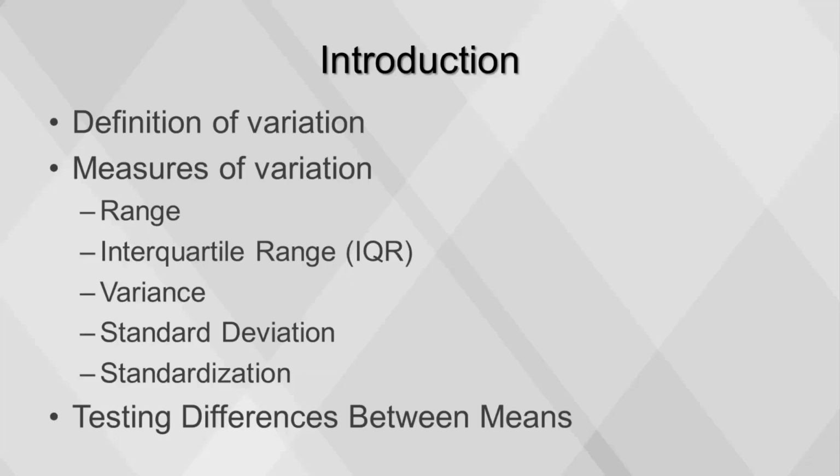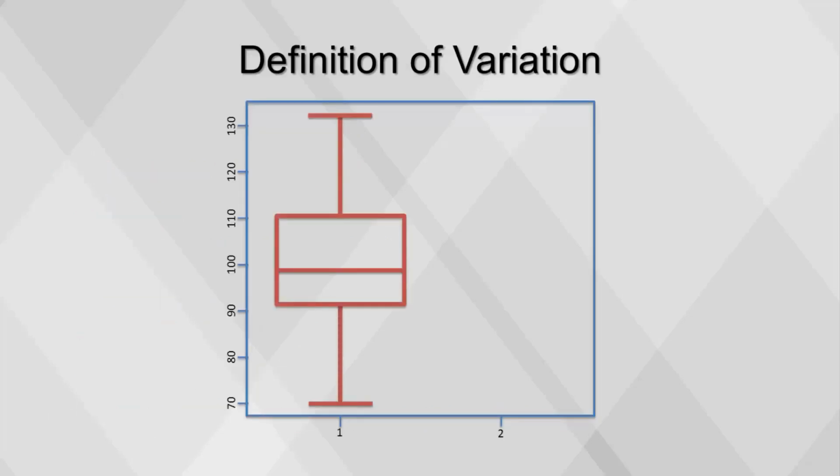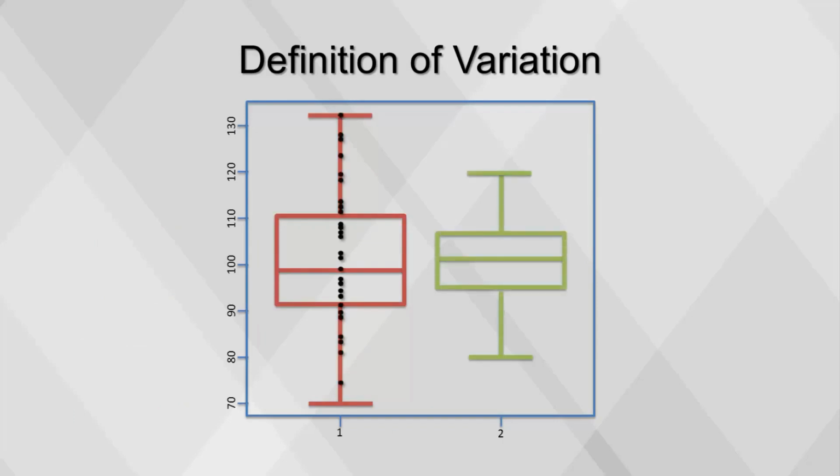This video will cover variation, including a definition of variation and the measures of variation, range, interquartile range, variance, standard deviation, and standardization, as well as testing differences between means. Variation refers to how spread out the values are for a variable. Interpreting variation, that is, explaining a variable's variation in reference to other variables, is a foundational task in business analytics.